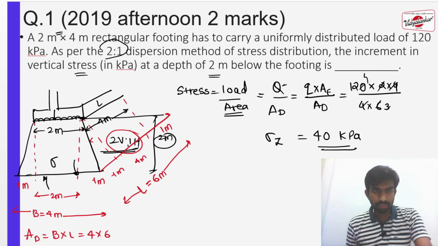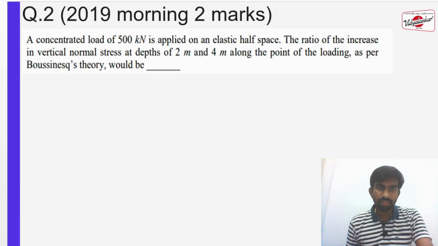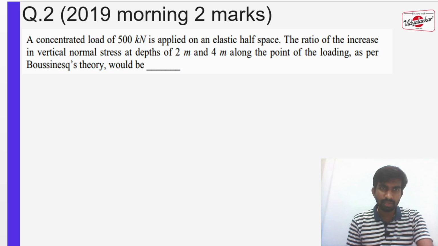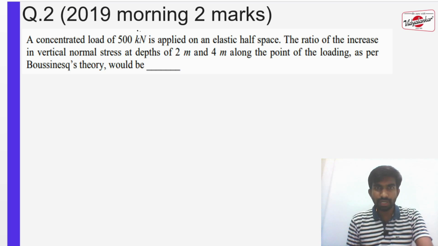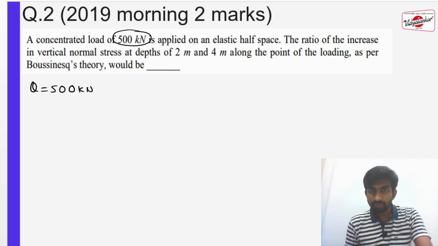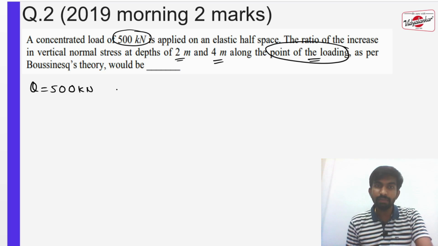So this is the question which was asked for 2 marks in 2019 in the afternoon session. Now we'll move to the next question, in 2019 in the morning session. There is also one question which is asked for 2 marks. Here the concentrated load, capital Q, is given as 500 kilonewton, applied on an elastic half space. The ratio of increase in vertical normal stress at depth 2 meter and at 4 meter along the point of loading. Whenever we are applying the load at the point of application, it means your r value is 0.